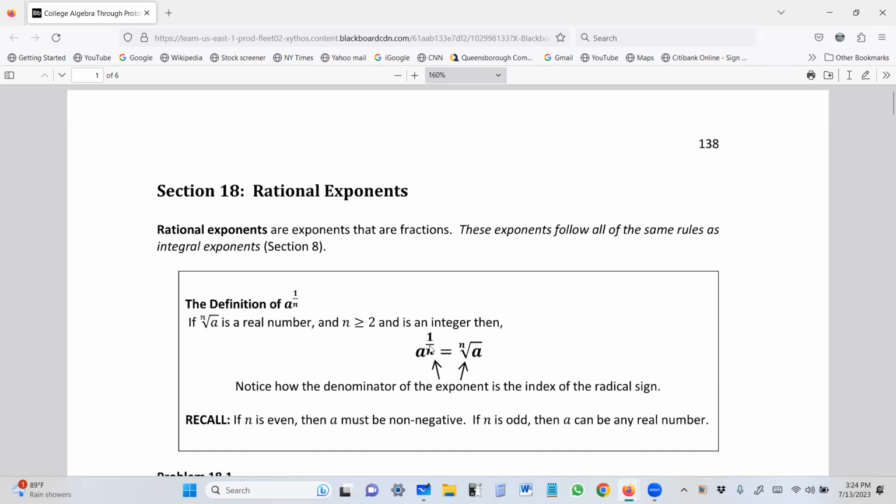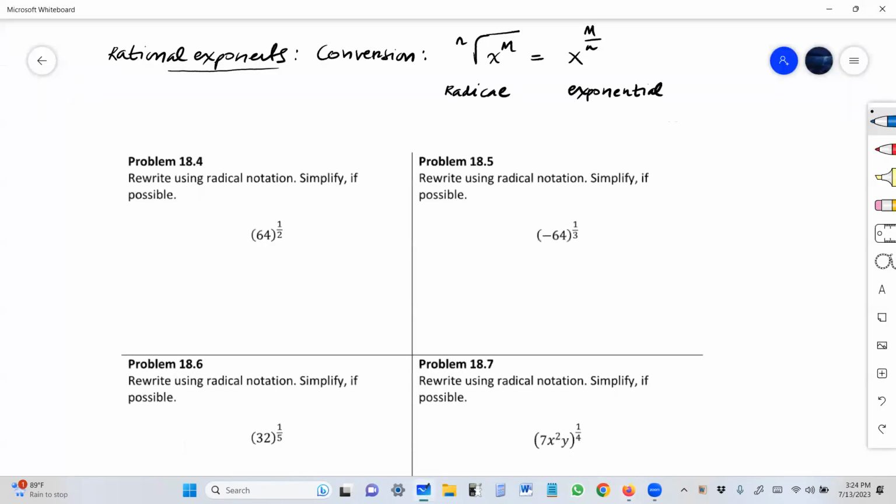Now, this is the special case when we have the numerator of the fraction as 1. So I'm going to give you a better definition of this, and that's the one that we're going to use in class and that I want you to remember for the exams. So take a look here. As you see here, this is the generic case of conversion between a radical expression, the one you see here on the left, to an exponential expression, the one you see here on the right.